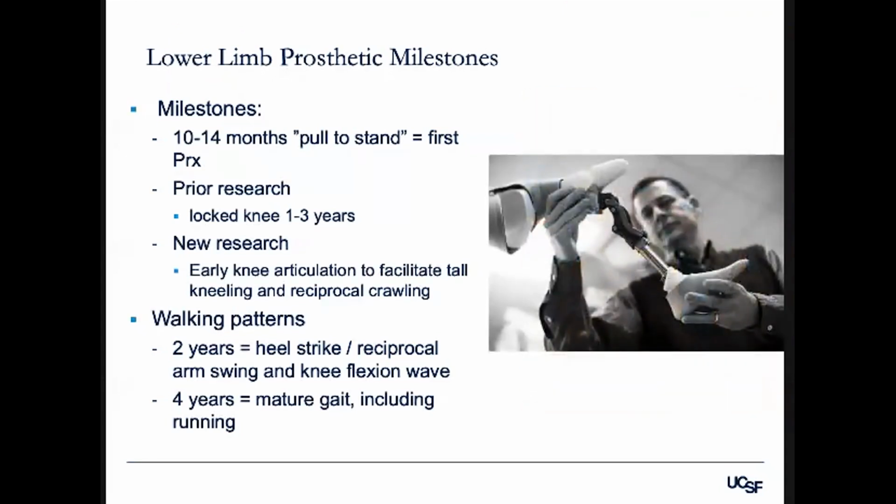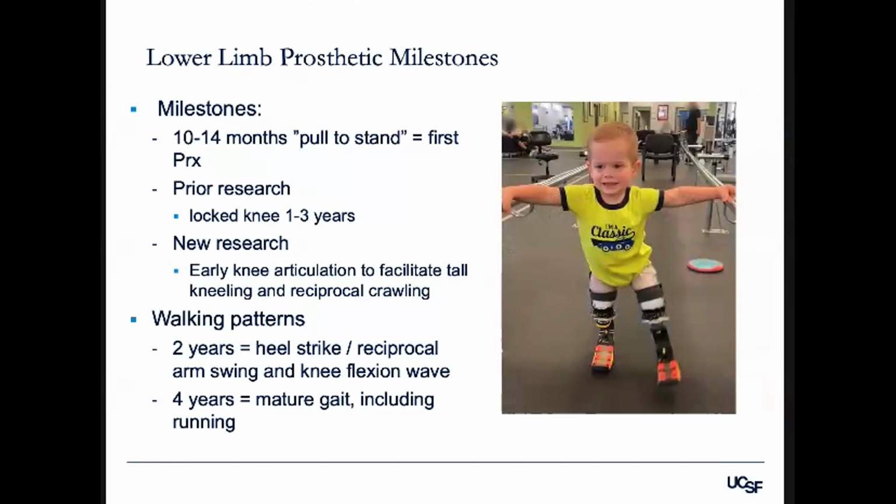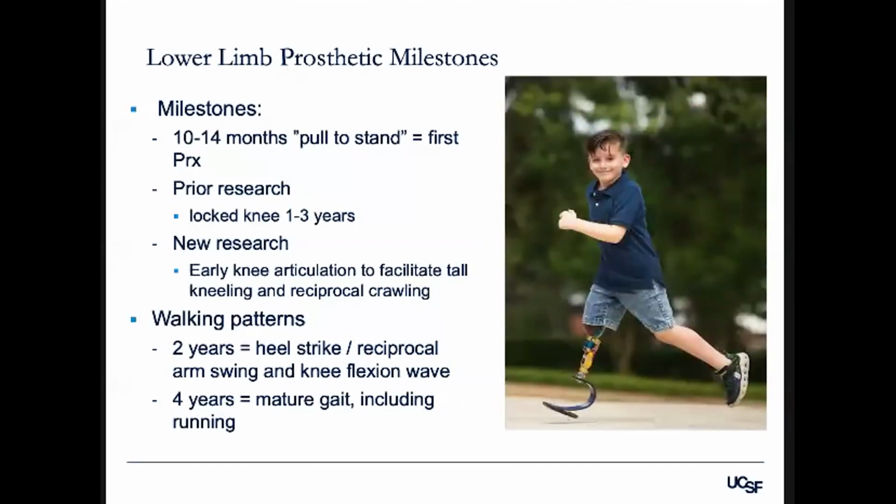But more contemporary research has actually demonstrated that early fitting of a prosthetic knee as the child pulls to a stand can provide significant advantages in early childhood development by allowing for kneeling, tall kneeling, and reciprocal crawling. So we're in the process of making that change in our practice at UCSF. By age 2, most children walk with a heel strike, reciprocal arm swing, and a knee flexion wave. Mature gait, including running, generally begins to appear around age 4.